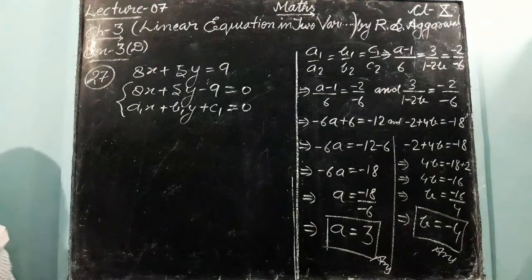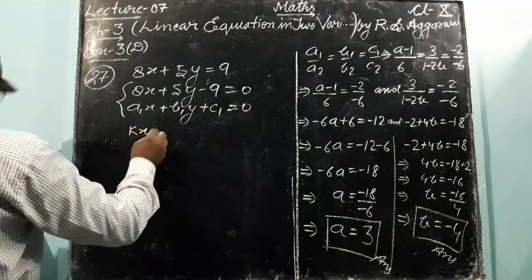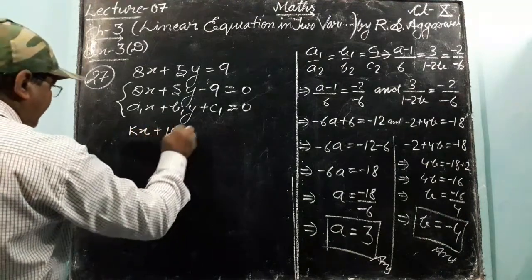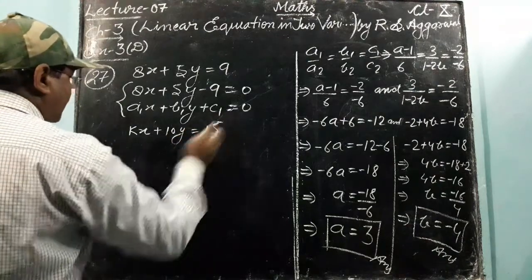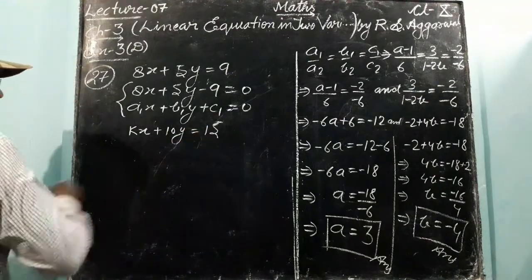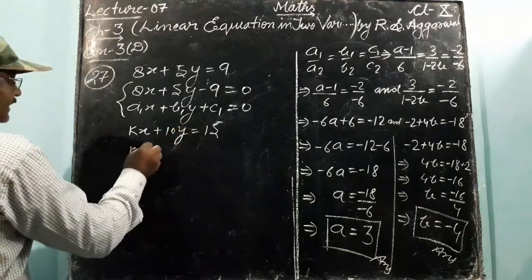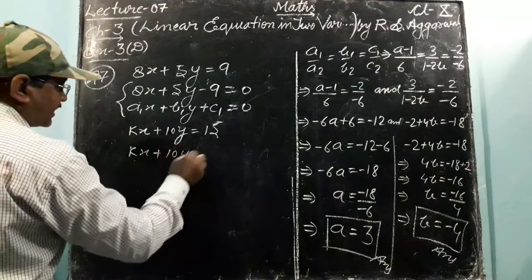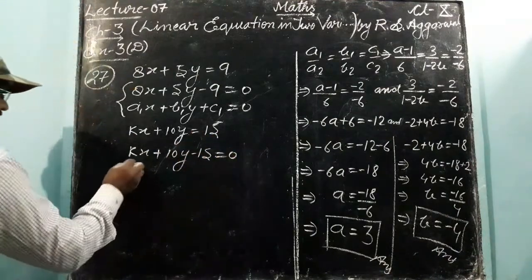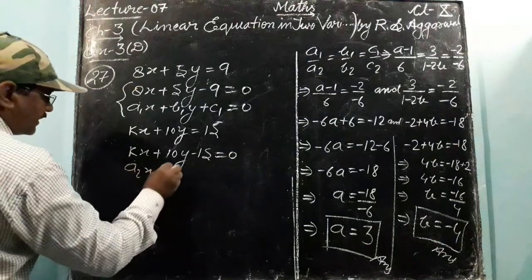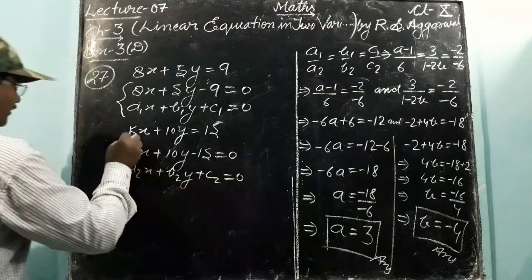the second equation given is kx plus 10y is equal to 15, and then kx plus 10y, transpose 15, then it will be minus 15 is equal to 0. Now you will compare with a2x plus b2y plus c2 is equal to 0.